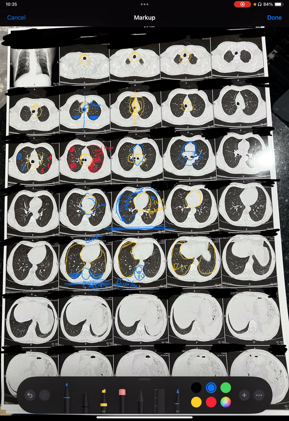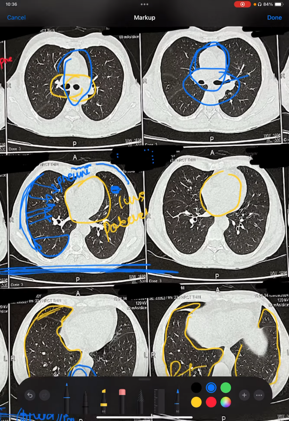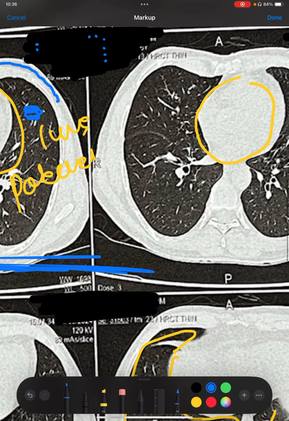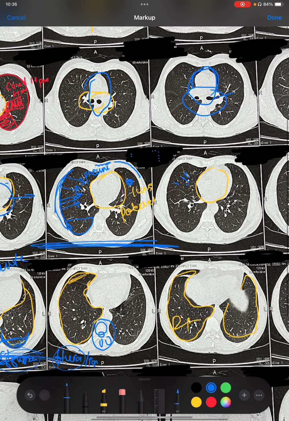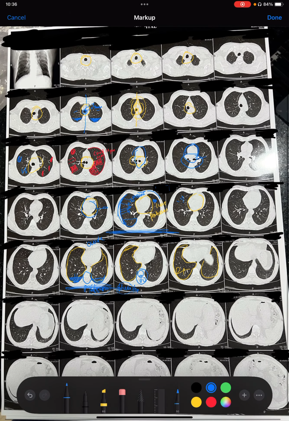So there is no any pneumonia patch, there is no any effusion, there is no any pneumothorax as well, and the lung parenchyma is pretty decent. There are some fibrotic streaks, but they are okay. This patient has a very typical COPD. This is a very typical CT scan of a COPD.